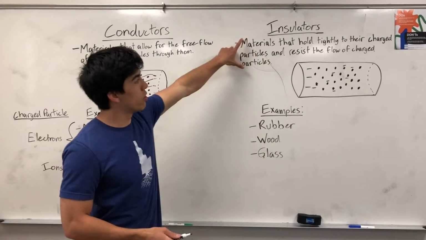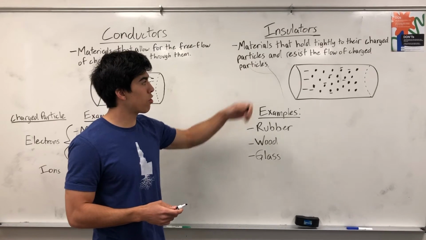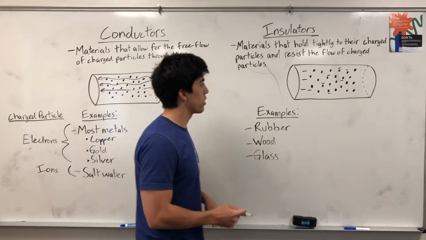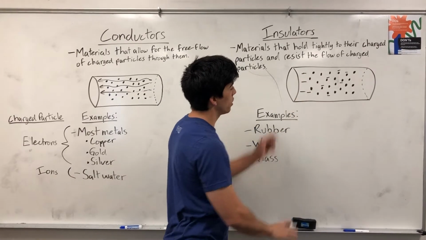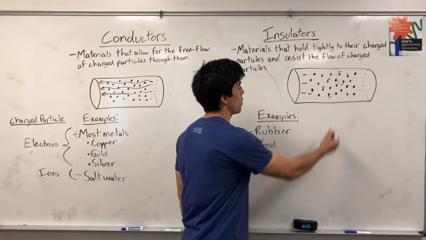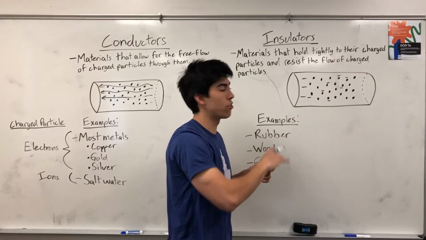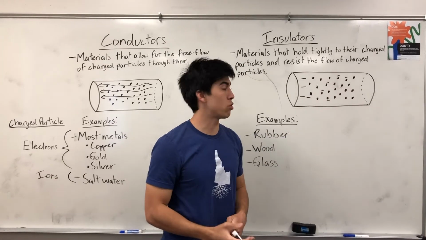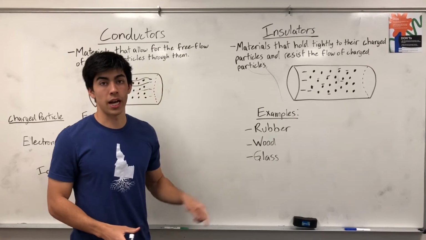The other type of material we have are insulators. These are materials that hold tightly to their charged particles and resist the flow of particles. In this example, the reason it would be difficult to send electrons through this material is because these atoms hold tightly to the electrons, unlike the conductors, and they greatly resist the flow of electrons through them. Some examples of this are rubber, wood, and glass.